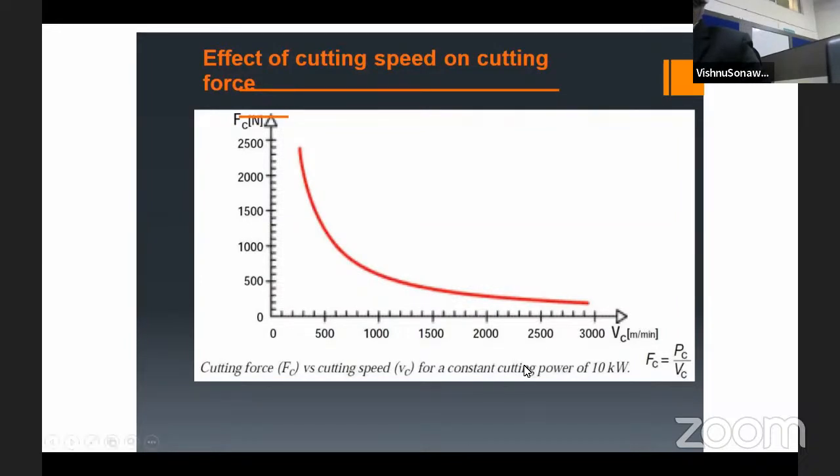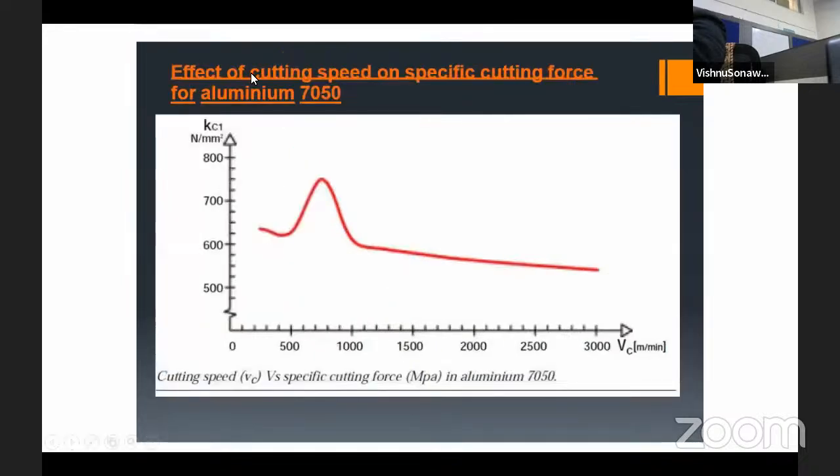And we can calculate the cutting force equal to the load, PC upon VC, isn't it? This is the main formula to calculate the cutting force. Here, the effect of cutting speed on cutting force for aluminum 7050. This is one product, and this is one case study.